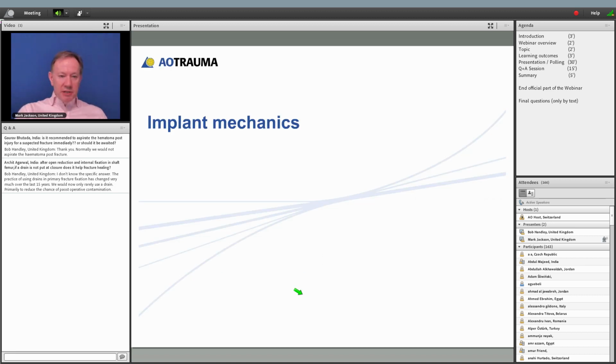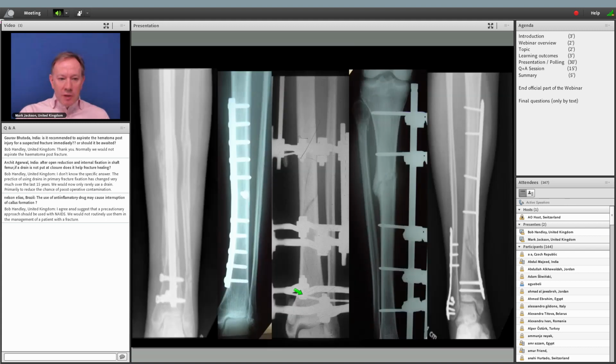What about the implants that we use? How can they influence the way in which the mechanical environment of the fracture may change? This is a tibial fracture. We could treat it in a number of ways: with intramedullary nailing, compression plating, monolateral or circular frames, or percutaneous bridge plating. How does that alter the stability?